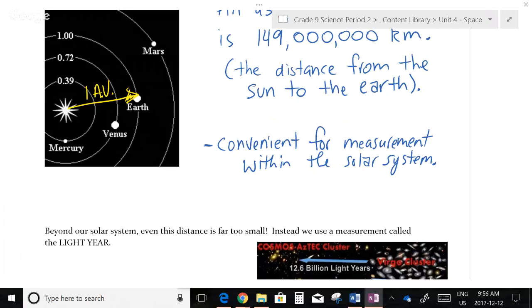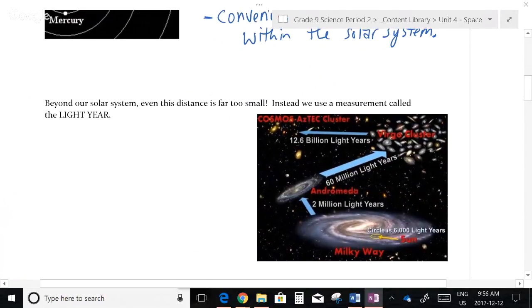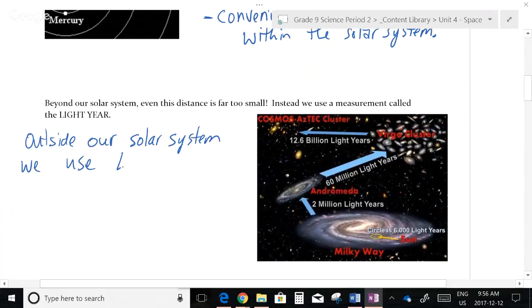All right, but beyond that, even an astronomical unit is a very, very small unit when we start talking about between stars. Outside our solar system, we use what we call the light year. Now, this is a little weird because year is something we measure not distance with. What do we measure with years? Time. So what does it mean by light year? Yes, sir. How far light travels.